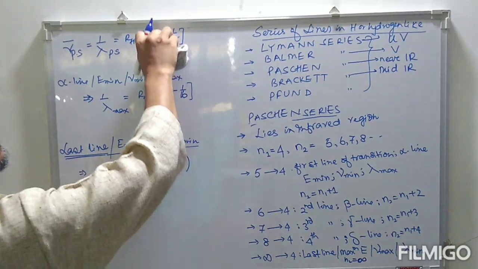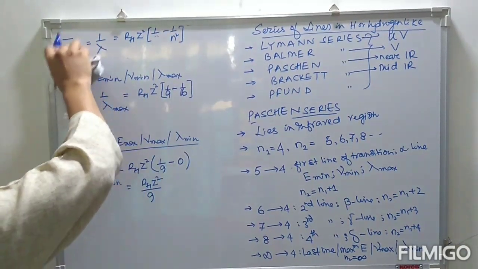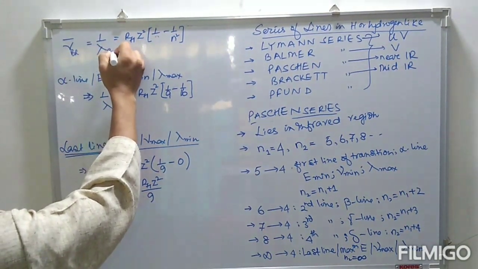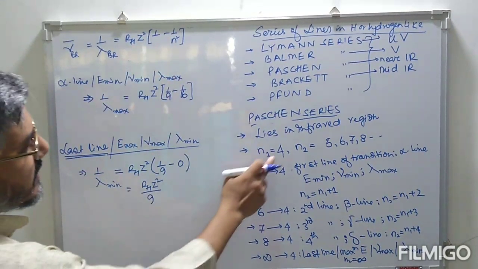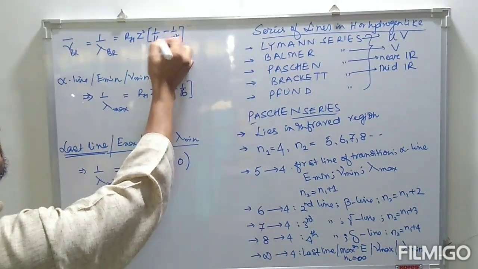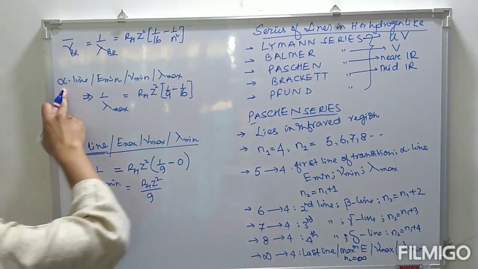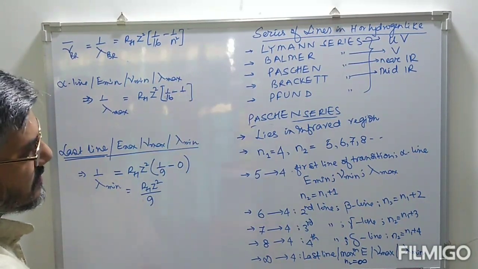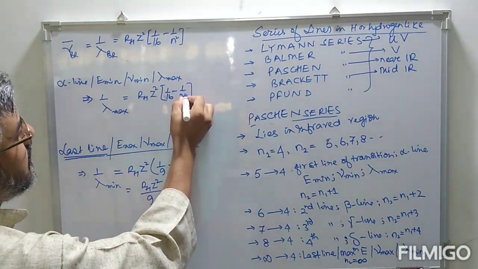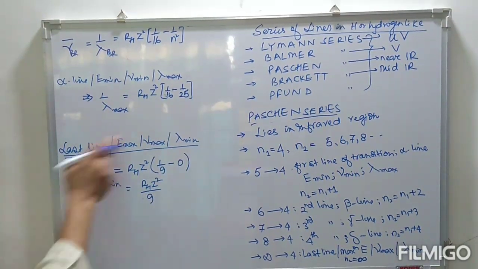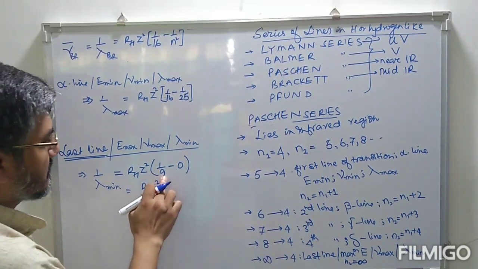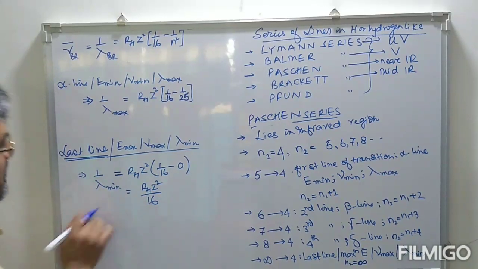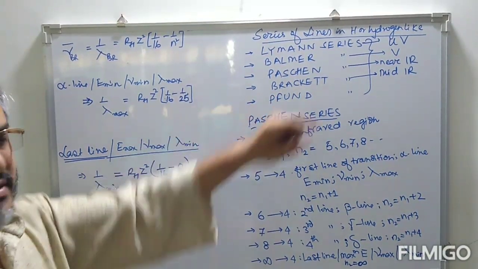And the equation applicable for this Brackett series: 1 by n1 squared, n1 is 4, 4 squared is 16, minus 1 by n2 squared. For the alpha line, the minimum energy line, 1 by 16 minus 1 by 5 squared, which is 25. For the last line, this is 1 by 16, so this comes out to be R H Z squared by 16. So this is the Brackett series.